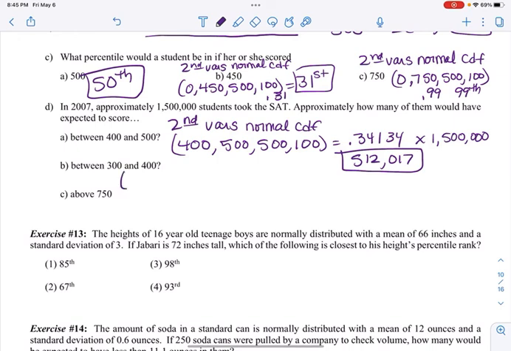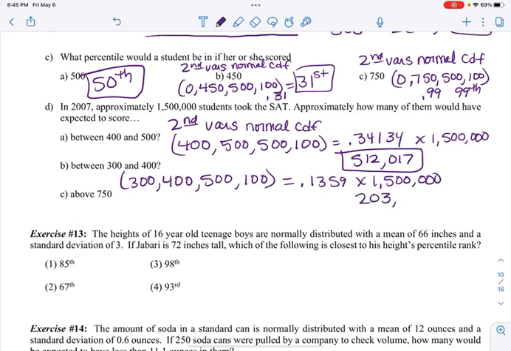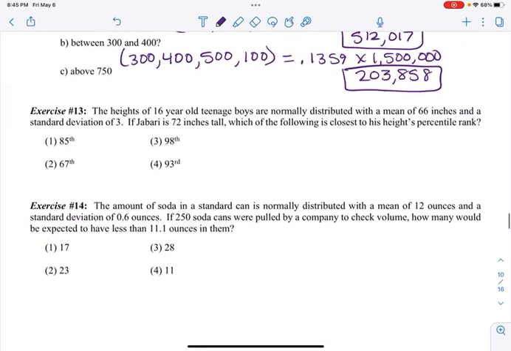Same thing for this. Lowest score, I'm using my calculator, 300. Upper score, 400. Mean, 500. Standard deviation, 100. So I get my percent, but just times that by the 1,500,000 students, and there's about 203,858 students.